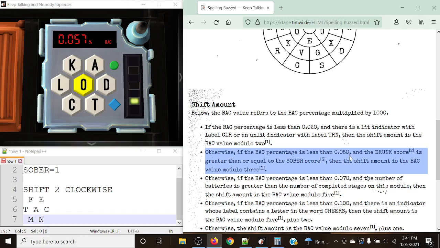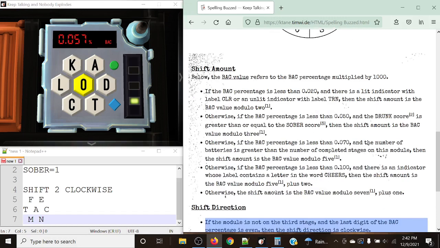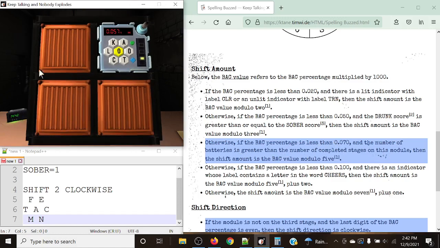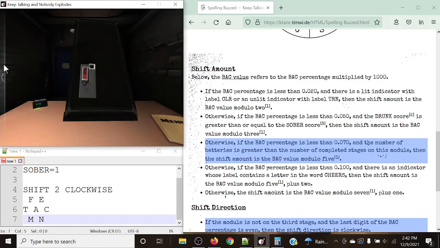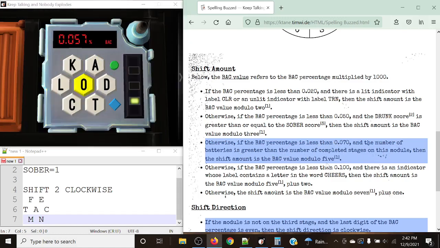It is greater than 0.05 BAC percentage. So we're going to move on to the next rule. If the BAC is less than 0.07, yes, that is true, and the number of batteries is greater than the number of completed stages on this module, let's find out. We only have 1 battery, so it is not greater than the amount of stages we have completed on the module. It's the exact same. It has to be greater than.